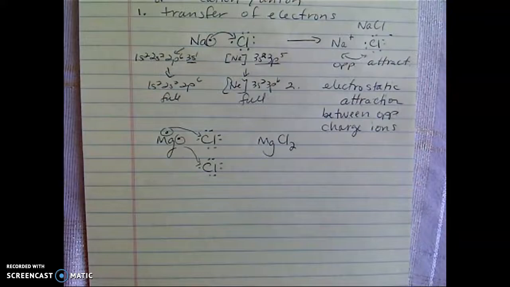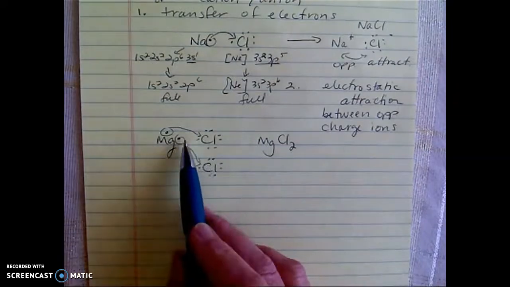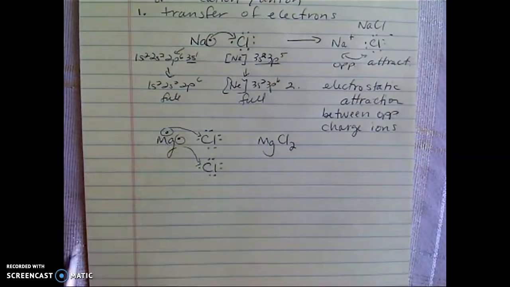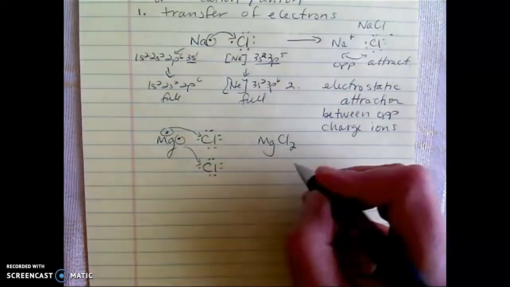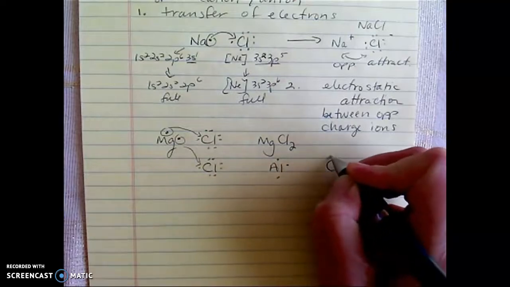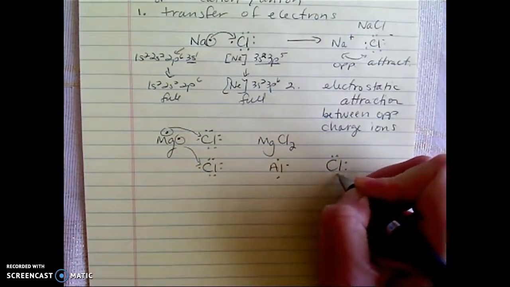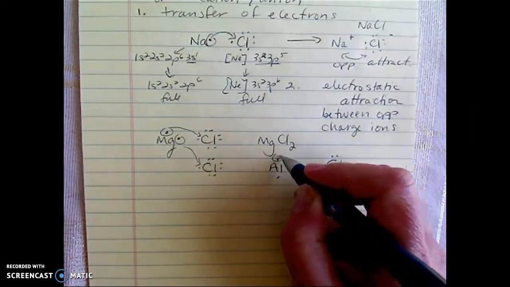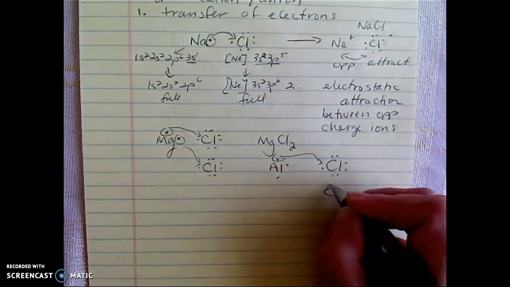A +1 and a -1 add up to 0. Here, we can predict that it's going to be 2. So we can use our dot structures in order to predict formulas. We could do this again with aluminum. Aluminum has 3 electrons. We do it with chlorine again. Chlorine still needs 1. Well, 1 can go there, but that's not enough.